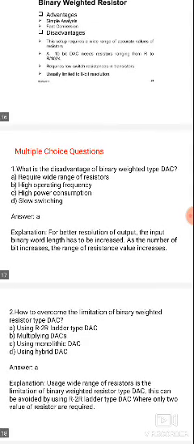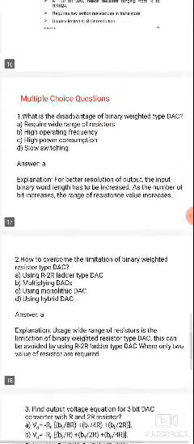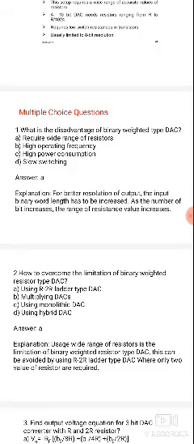Next, accuracy. A 10-bit digital to analog converter needs resistors ranging from R to 1024R, that is 2 power 10. Next, it requires low switch resistance in the transistors. Next, the main disadvantage is that it is usually limited to 8-bit resolution only. It depends on 8-bit resolution only.